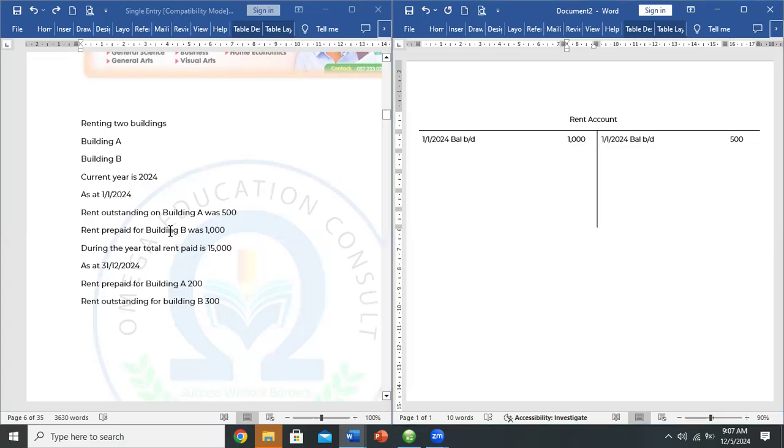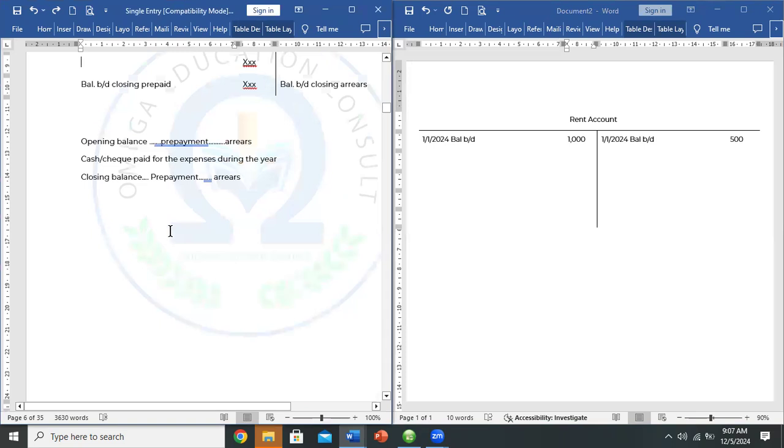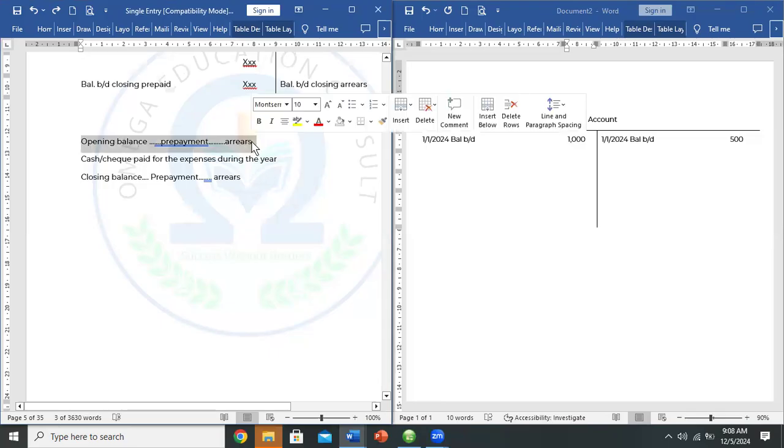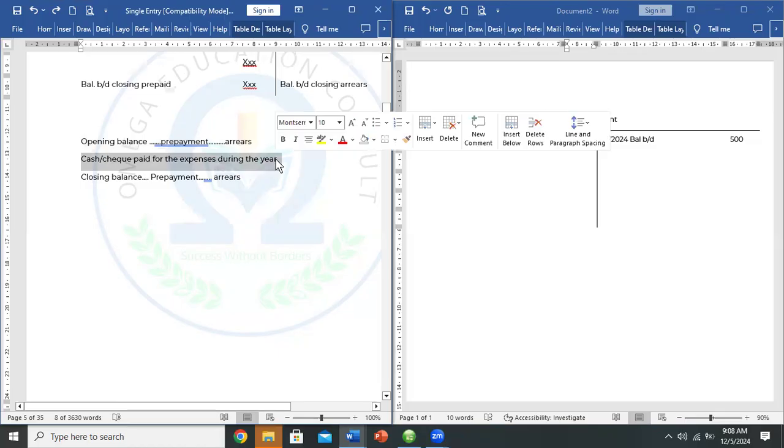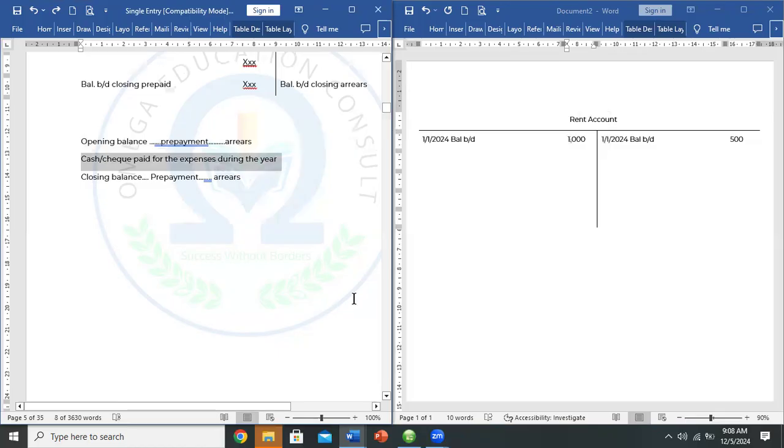And beautiful ladies, you know from your double entry principle, if you pay an expense, what do you do? You debit the expense account and you credit your cash book. So if you pay rent, you debit rent account and you credit your cash book, right? Good. So I brought you to this page for us to appreciate: you record your opening balances, prepayment, arrears if there are. Then you look for the cash or cheque paid during the year for that expense. Then finally your closing balance. So let's go and see.